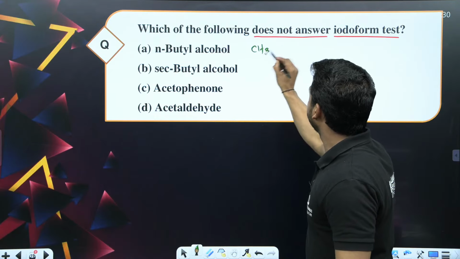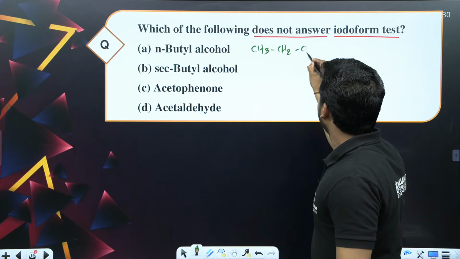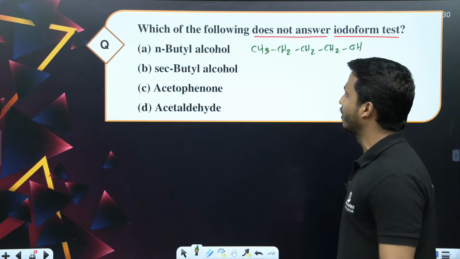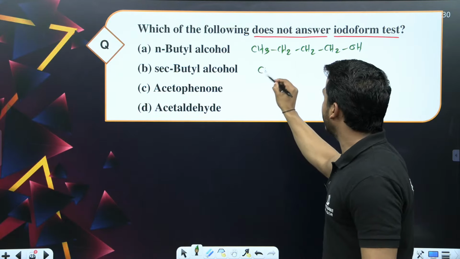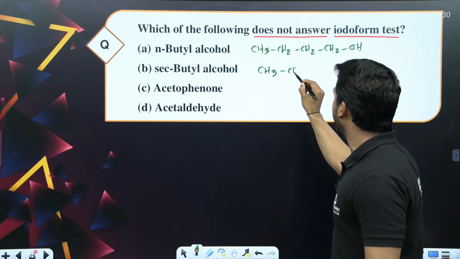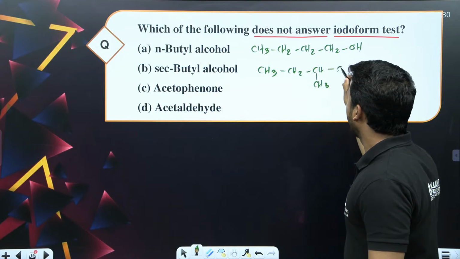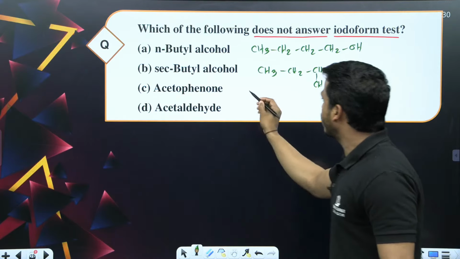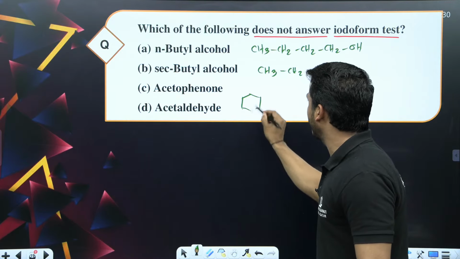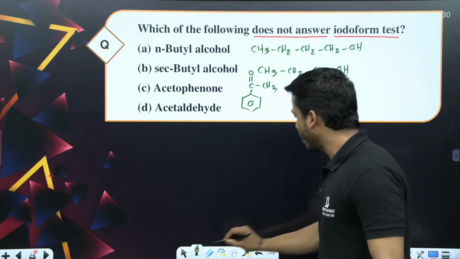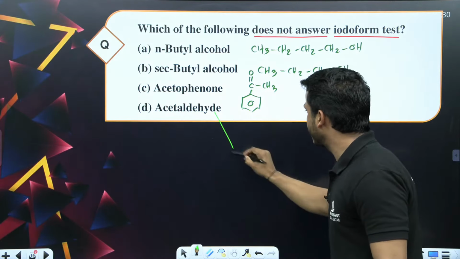N-butyl alcohol, normal butyl alcohol, this one. Sec-butyl, what is sec-butyl, dear all? This is the sec-butyl compound with alcohol. Acetophenone, what is acetophenone? Benzene with COCH3 is called acetophenone. And what about acetaldehyde? Acetaldehyde is what?